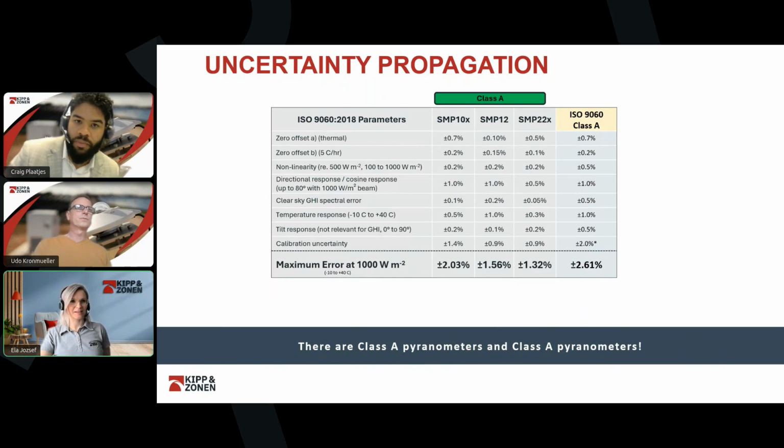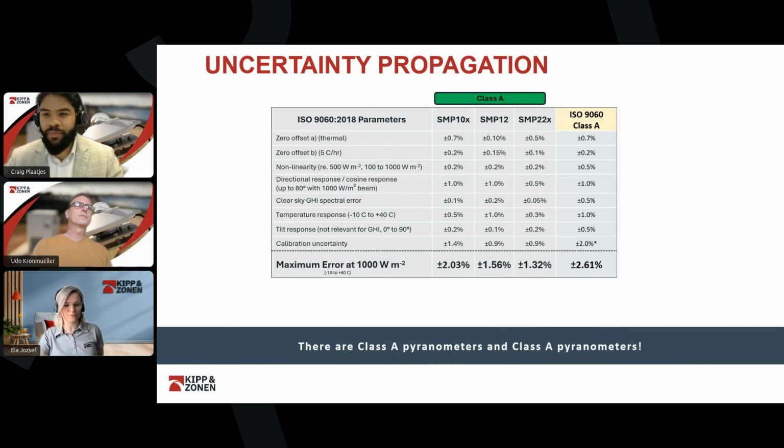Right, great. I think we have just the last question possible for today's session. We'll make sure to reply to the others after that. It's about misalignment of the pyranometers: how to avoid the misalignment of the pyranometer.